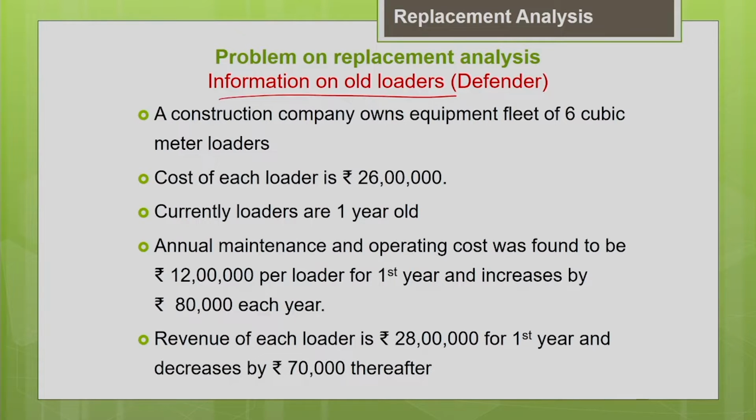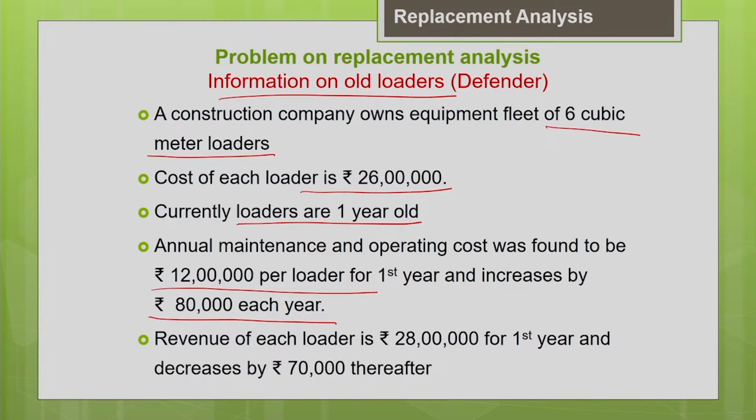A construction company owns an equipment fleet of 6 cubic meter loaders. The cost of each loader is given as 26 lakh. Currently the loaders are 1 year old, so the age of the loader is 1 year. The annual maintenance and operating cost was found to be 12 lakh per loader for the first year, and after that it increases by rupees 80,000 thereafter. So every year it is going to increase by 80,000.